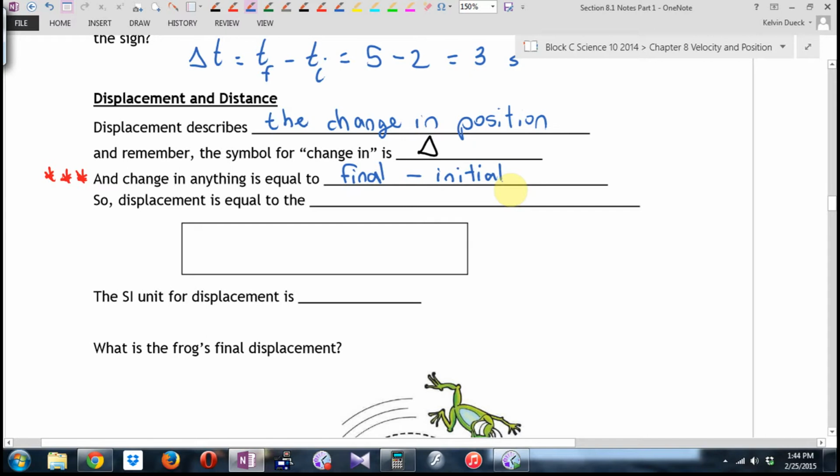Ty, what's changed in anything? I want you to say back to me, final minus initial. Ty, what's changed in anything? Final minus initial. Alex, what's changed in anything? Final minus initial. Taylor, what's changed in anything?